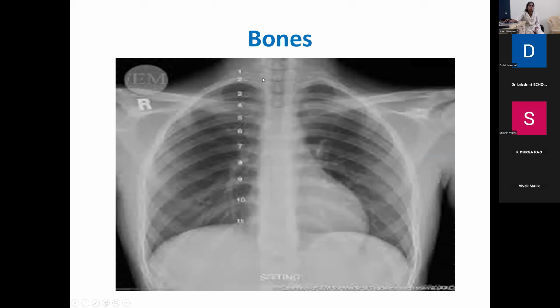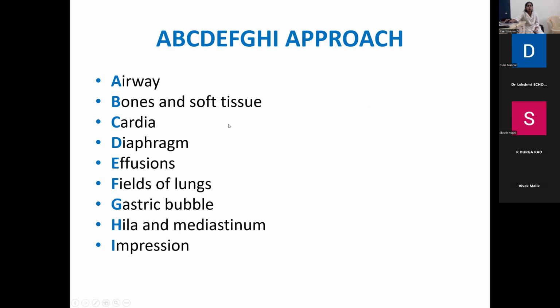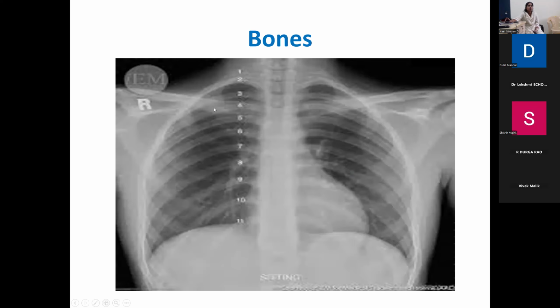And next are the bones. In bones, mainly I told you how to count the anterior ribs and the posterior ribs that you can see. Apart from that, you also have to give importance to the other bones like the clavicle and scapula.